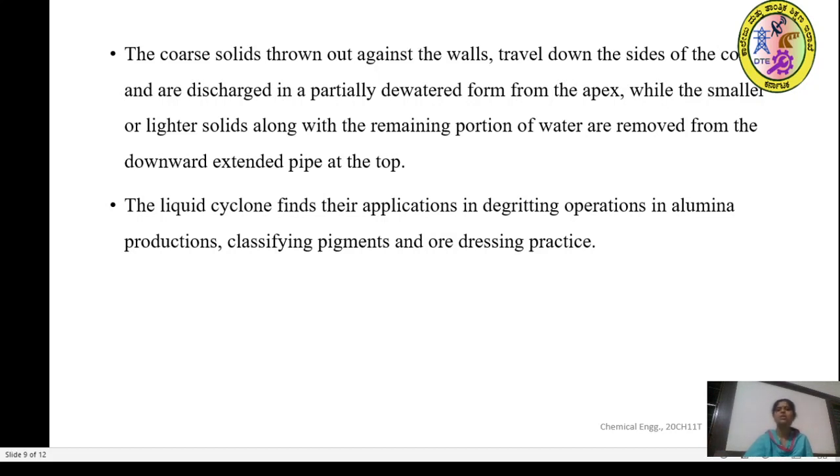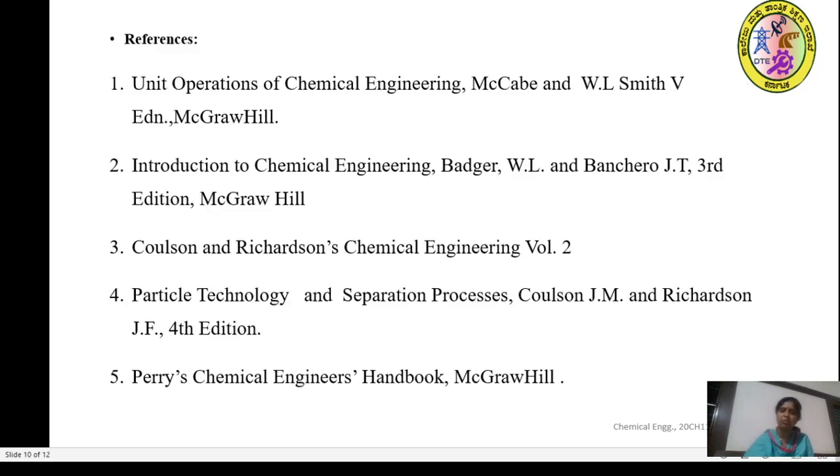So the liquid cyclone finds its applications in degrading operations in alumina production, and classification, especially in chemical industries. I am telling here, the degrading operations in alumina production. Also classifying the pigments according to their size, it is being used, and also in wood dressing practice these hydrocyclones and the cyclone separators are being used.